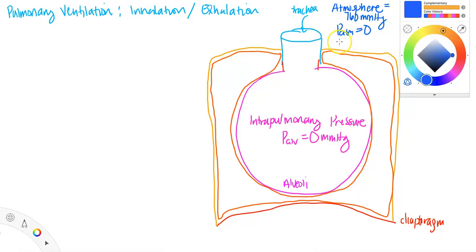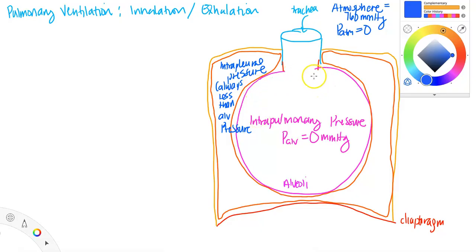Okay, looking in our thoracic cavity, we have our intrapulmonary pressure in here. You have your intrapleural pressure here. And intrapleural pressure is always less than intrapulmonary pressure. Always less than alveolar pressure.